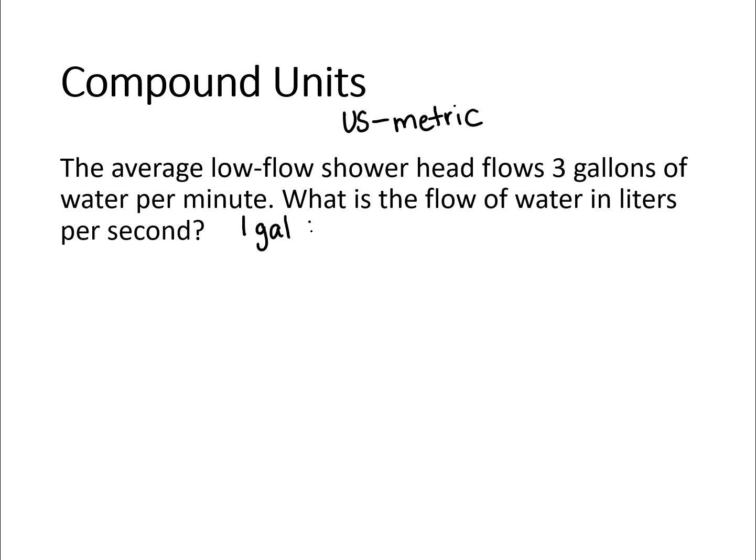If you Google it, Google will tell you 1 gallon is equal to 3.785 liters. The question, we have 3 gallons per minute, and we want to know what is that in liters per second. So our game plan is a little bit different. We still have to do 2 conversions, but we're converting 2 different units.